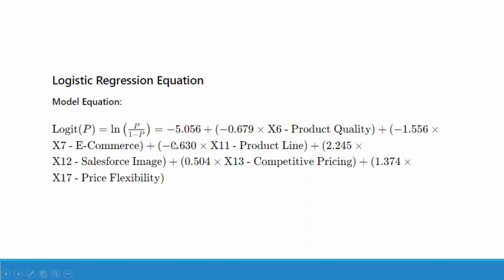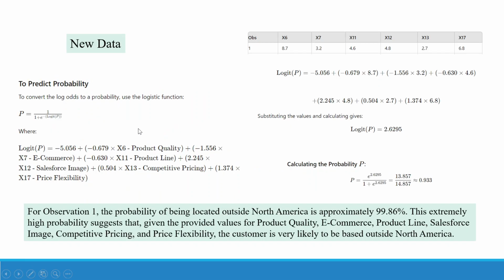So logit P is equal to this equation. Now let's see, we feed the new data to this equation. The new data is, we got the observation x6, x7, x11, x12, x13 and x17 and their values on the scale of 0 to 10 for a new customer. And let's predict the location, that the customer is inside the North America or outside the North America.